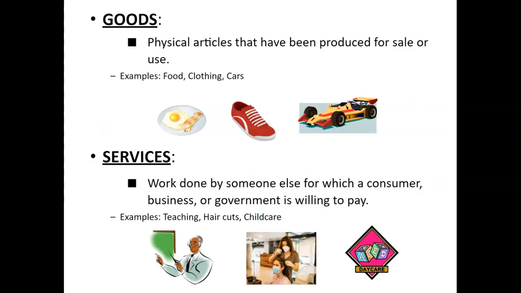Okay, so let's just distinguish between goods and services. It's important to note that goods are tangible, physical articles that have been produced for sale or use. So we have eggs and bacon. Any kind of food is a good. We have clothing, shoes, etc. We have cars that are produced for our use. We have books, they're produced for our use, and computers.